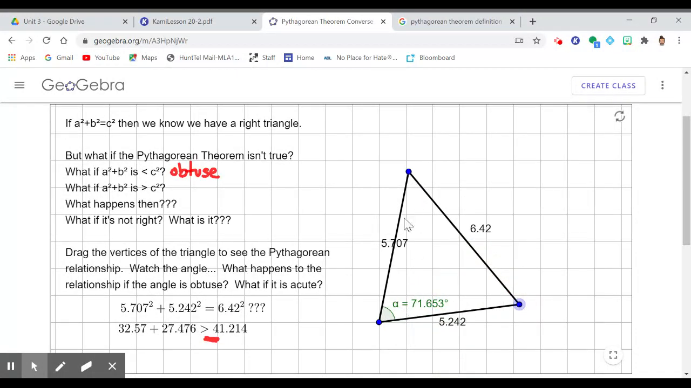So notice that the length of this side squared plus the length of this side squared. Now, again, it's not the hypotenuse, so we really have to focus on the two shorter sides squared and added together. These two shorter sides squared and added together is still greater than our longest side squared. So what happens if a squared plus b squared is greater than c squared? We're dealing with an acute triangle.